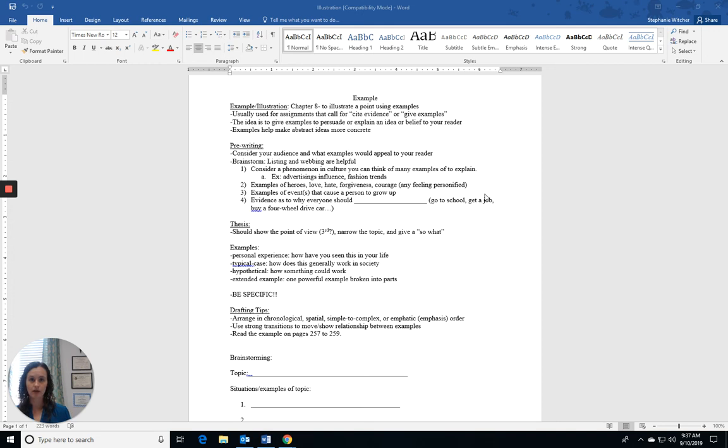You could do simple to complex. So the most simple reason or example to the most complex reason or example. Or you could do it emphatically, and that is the weakest example to your strongest example. Either way, there needs to be organization. That is the key. One of the key parts of this paper is that there's clear organization.